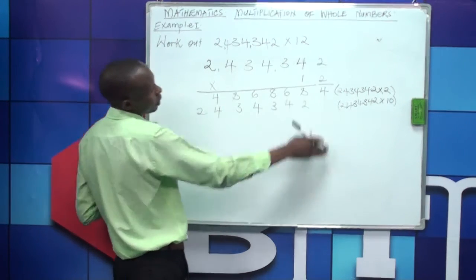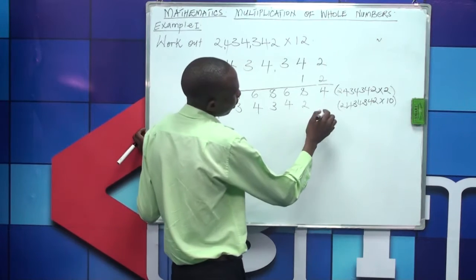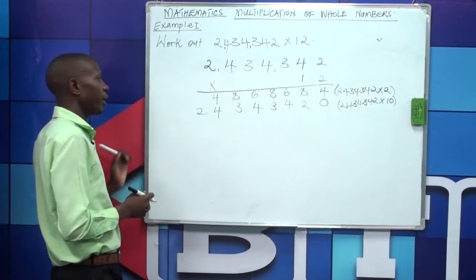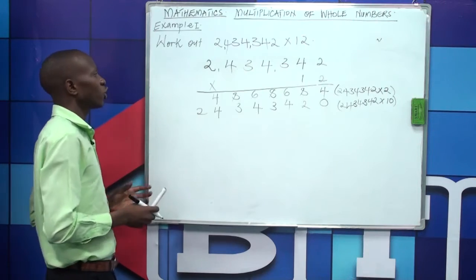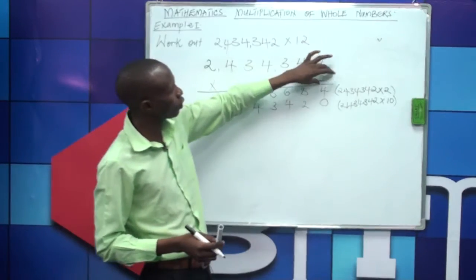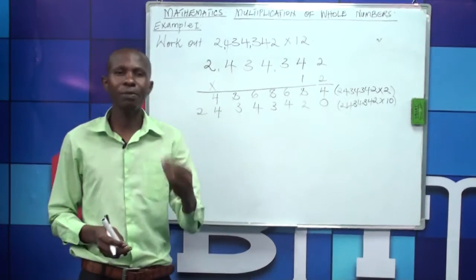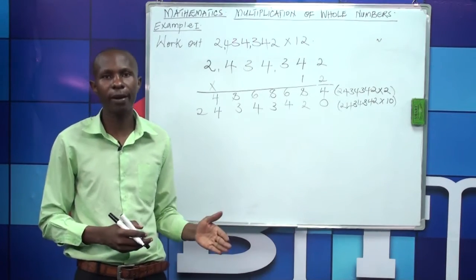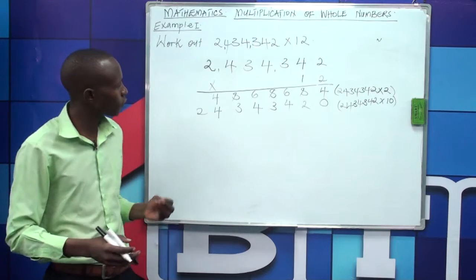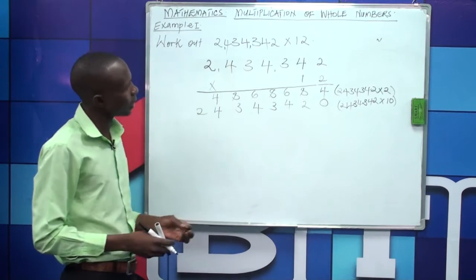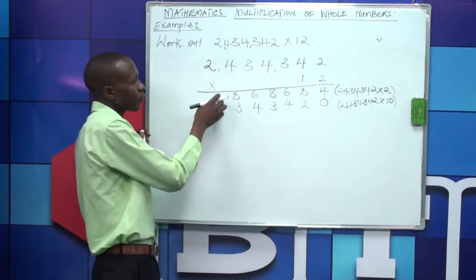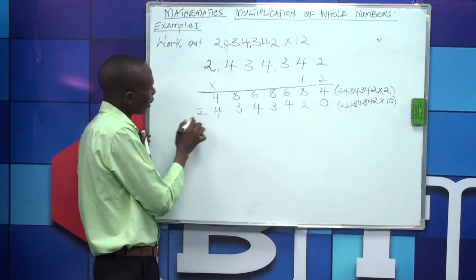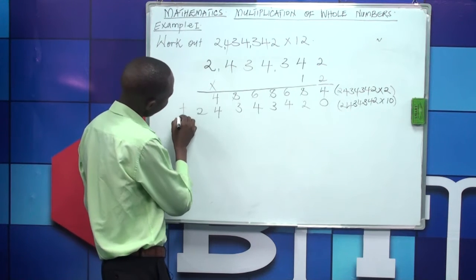Remember here there was nothing, and we said nothing can also be represented by 0. 0 means nothing. So here we have come out with the product of 2 independently. At the same time, we have also come out with the product of 10 independently. So from there, I want us to find the sum of the two products, the first product and the second product. And here we shall say, we have to add.